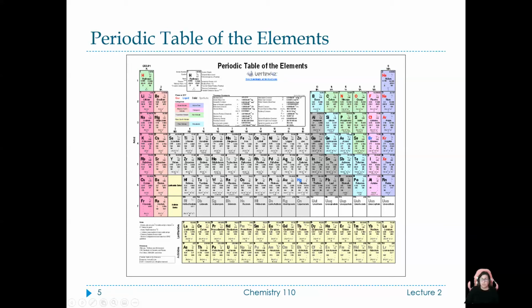It's going to become important to you later. They may ask you which part of the table is which, or how do I know what this is? You know, they may ask you based on where it is, is it a metal, a nonmetal, whatever. So that's where it exists on your table.